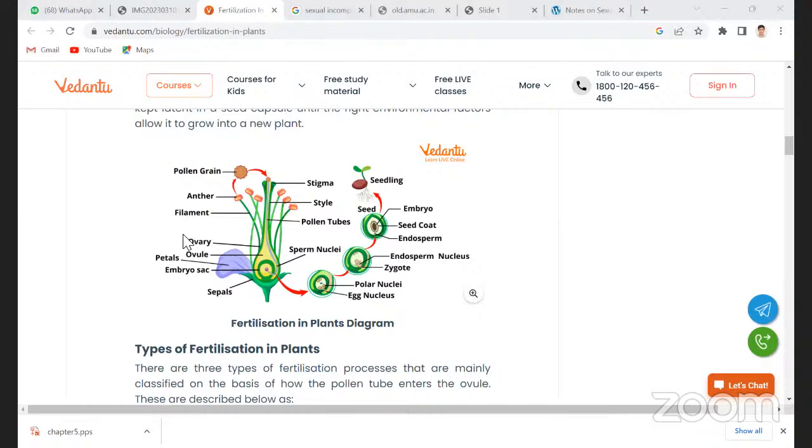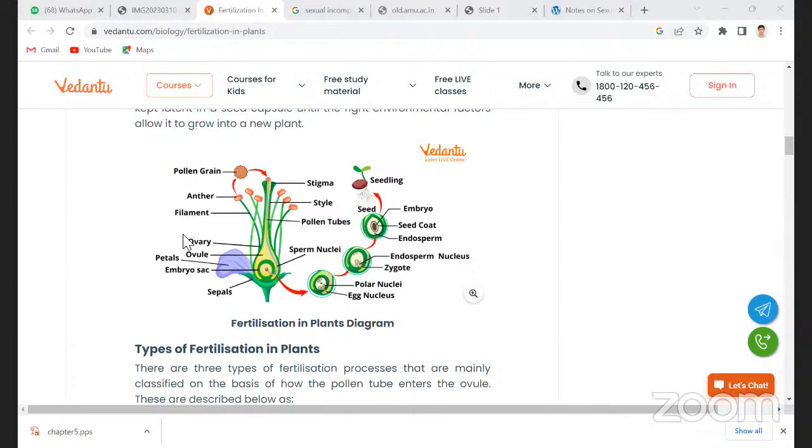Next, chalazogamy. The answer is in the question only. The pollen tube enters the ovule through its chalazal end. Especially in many Amentiferous taxa, Amentiferous plants, the pollen tube enters the ovule through the chalazal end, right? So this is known as chalazogamy.